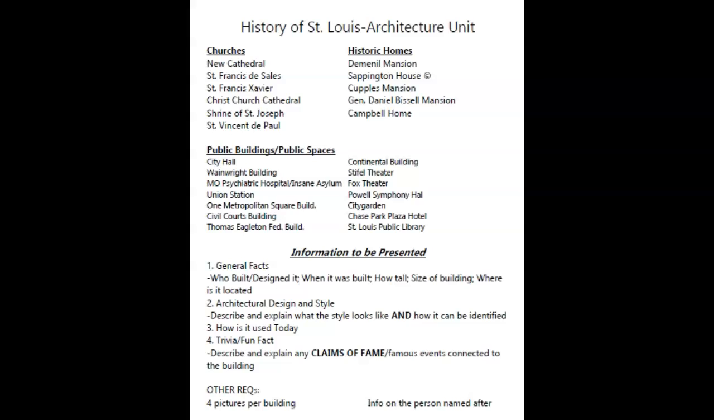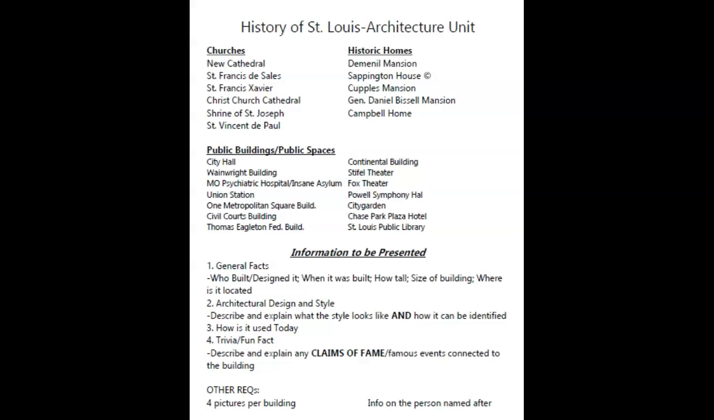That would get you a 25 out of 25. If you want to go for 50 points, then you would do two. So you would do one church and one historic home, or one church and one public building, but you'd have to do two buildings total, one from each category. And if you want to shoot for 75 points, then you would do one church, one historic home, and one public building. So you would do three in total. Again, it's going to be your choice.